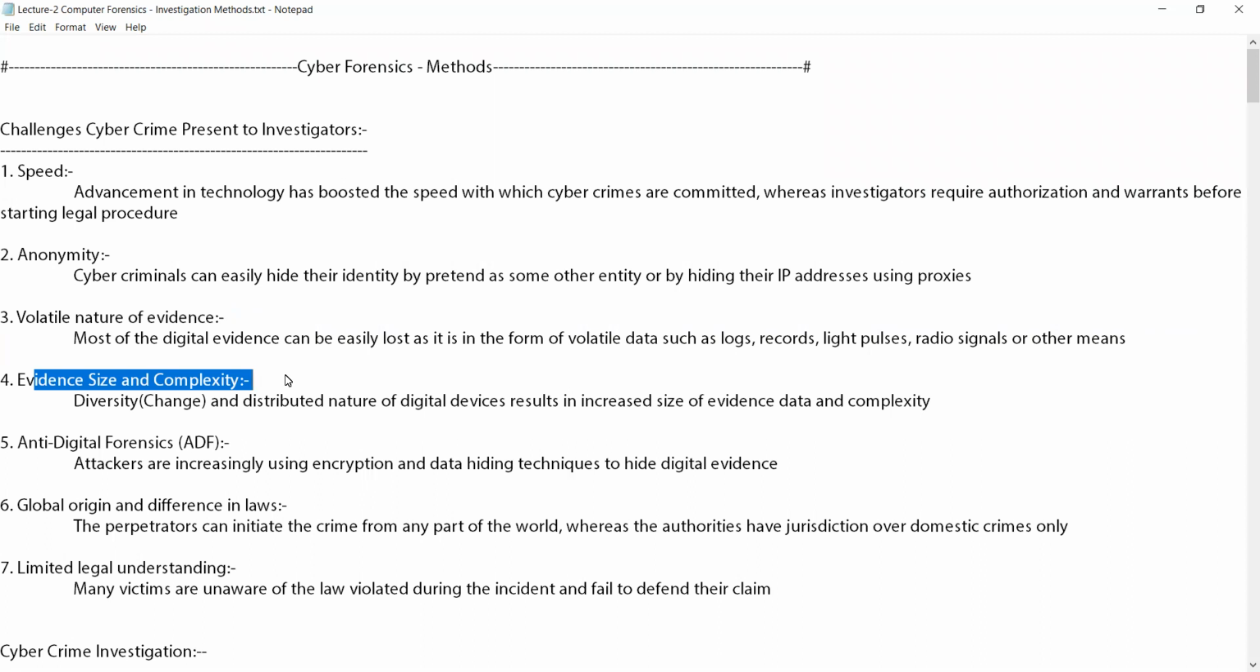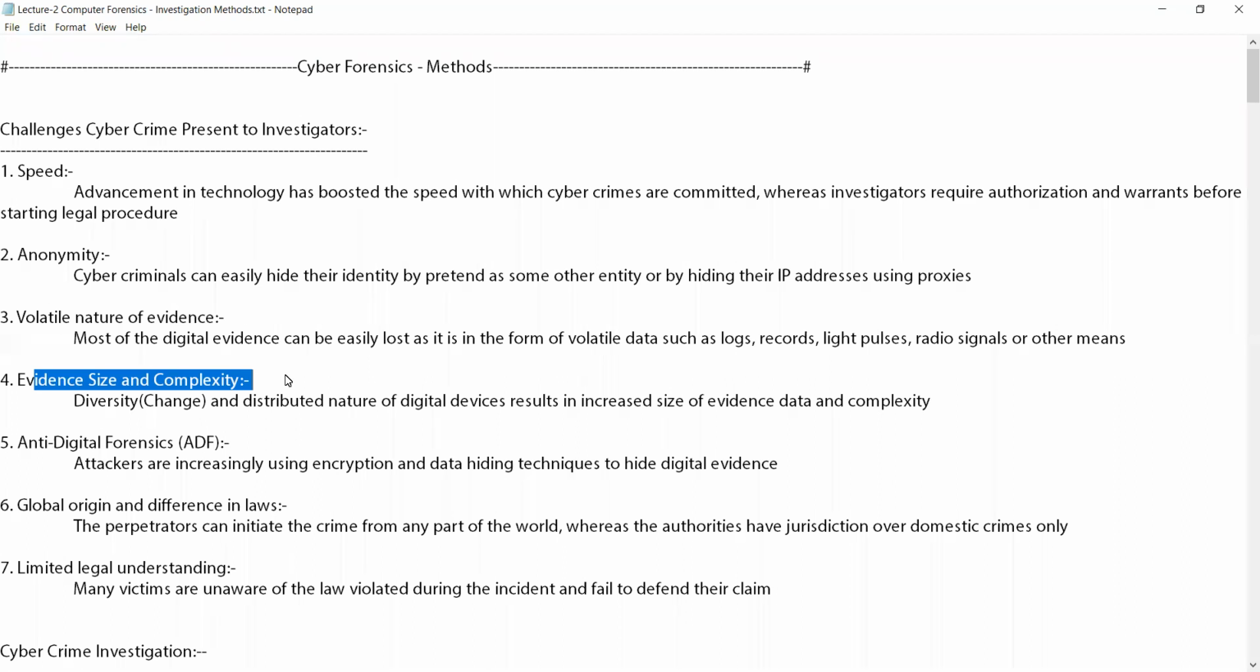So in that scenario, if any type of cyber criminal performs some type of diversion as well as manipulation, making changes and disturbing the nature of the evidence, it results in an increase in the evidence data and its complexity. So if any type of change is made to that particular evidence file, the investigators face a complexity issue with the integrity of the original evidence.